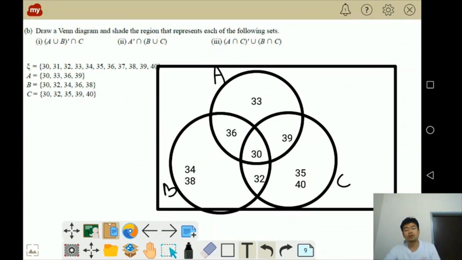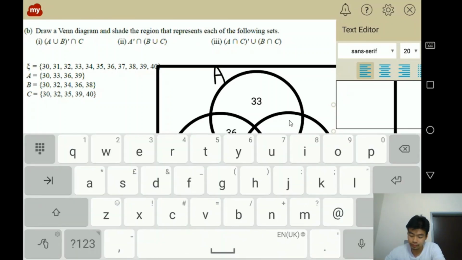Right. Now, what should be filled in outside of the ring? Outside of set A, set B, set C are the numbers between 30 and 40. It's not inside here, right? So I have 30 already. I don't have 31. So 31 is here.